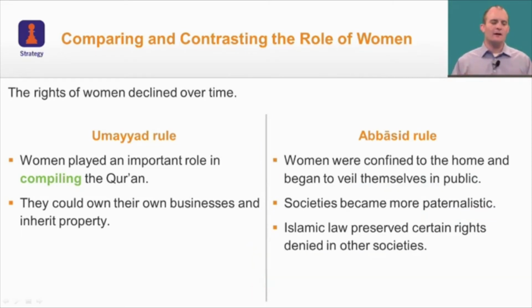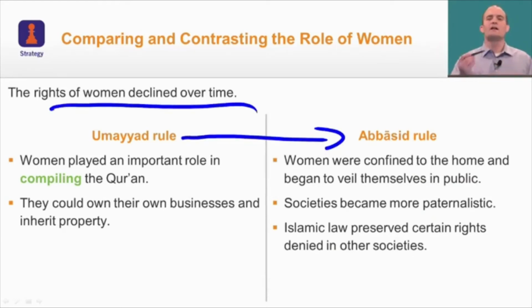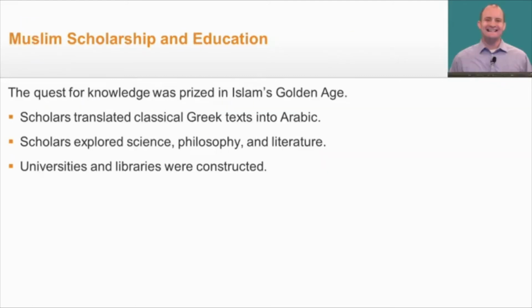The big takeaway here is that from the Umayyad into the Abbasids, you did see the rights of women decline over time. Islam's golden age was really known for a quest for knowledge, and knowledge was extremely prized. We know that for a number of reasons.